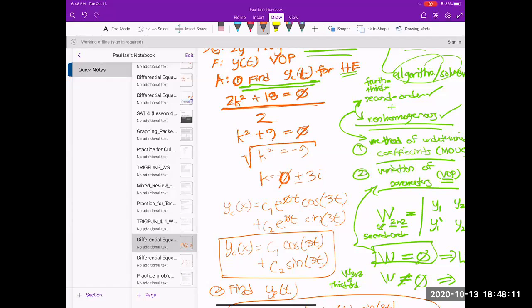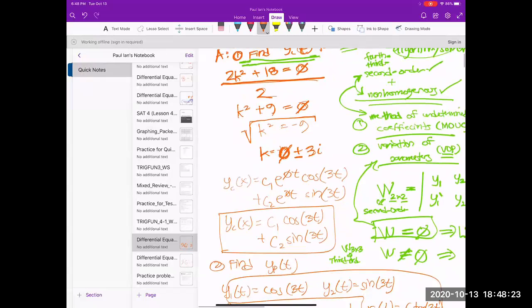So this is definitely imaginary, complex, because you can't get a negative. So this is going to be plus or minus 3i, right? So this guy, if you remember, is the term in front of your e. And this guy is the term in front of your cosine and sine.